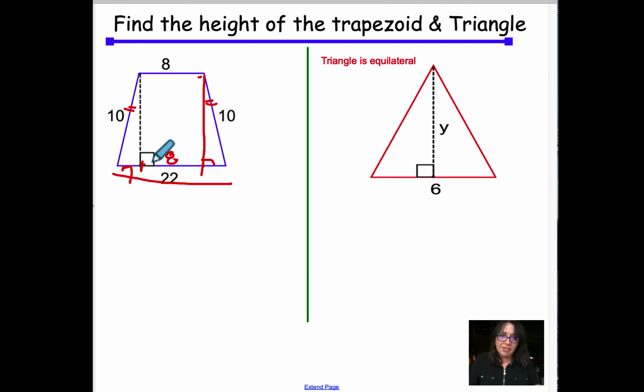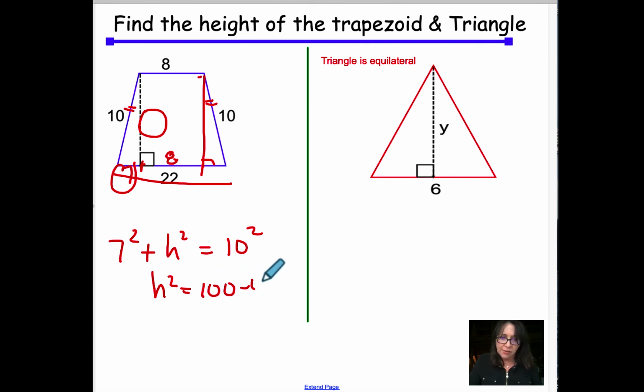Now that being 7, to find the height, I can just use the Pythagorean theorem: 7 squared plus the height squared, side squared plus side squared equals 10 squared. So height squared is equal to 100 minus 49. So my height is the square root of 100 minus 49, and I get about 7.14. So h is about 7.14.